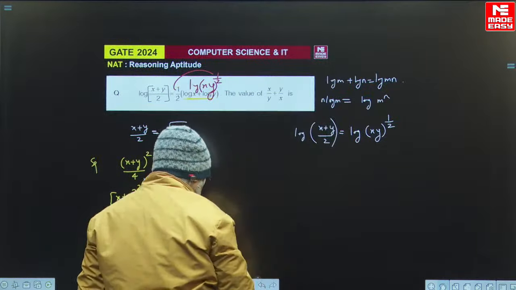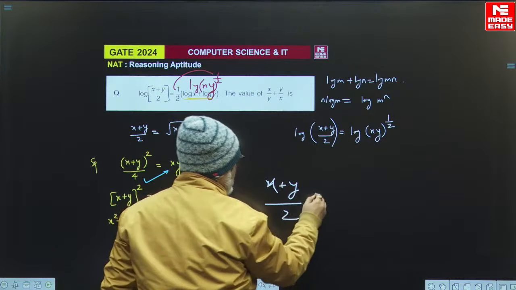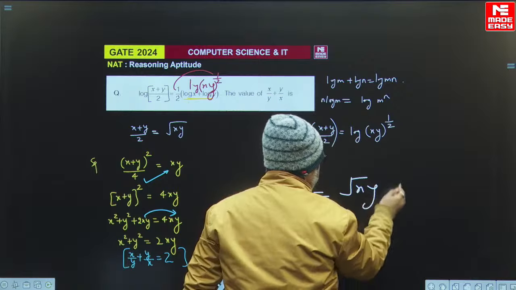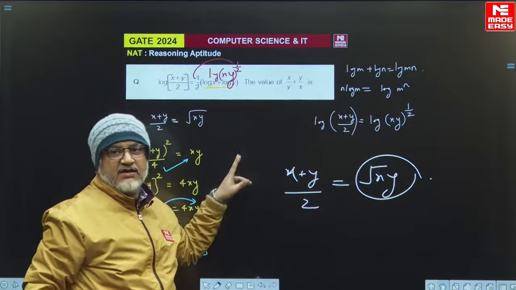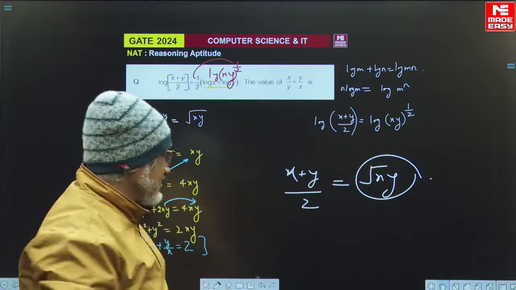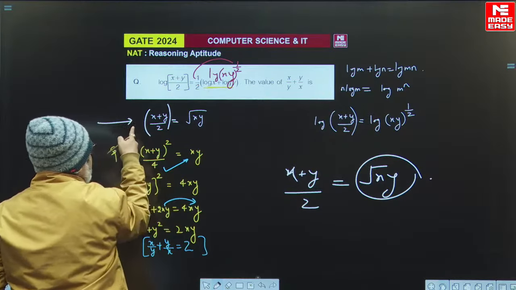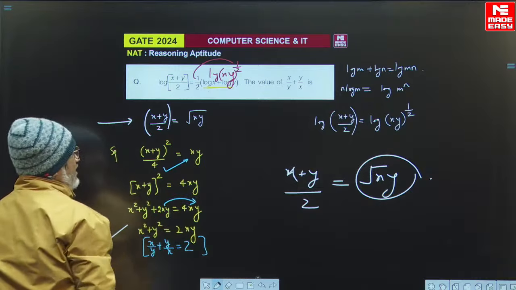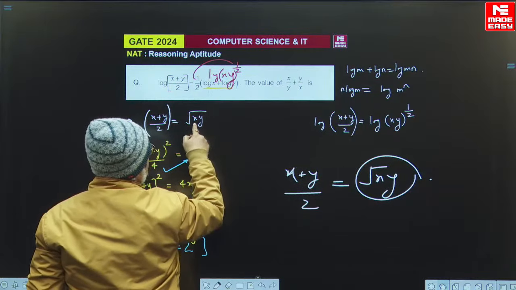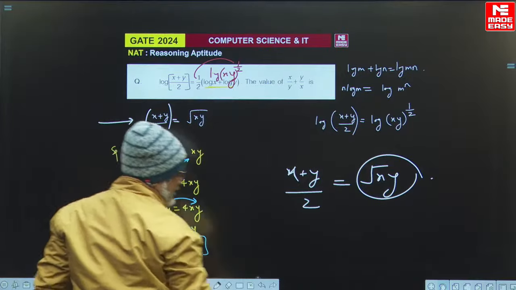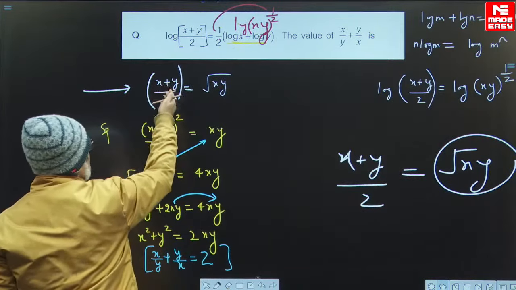No need of doing all this. Directly you could have written (x plus y) by 2 should be equal to the root of xy, because the question is asking x by y plus y by x. We need to square it, so squaring both sides, you can directly reach here. (x plus y) by 2 is equal to the root of xy. xy to the power half means the root of xy, so square both sides.